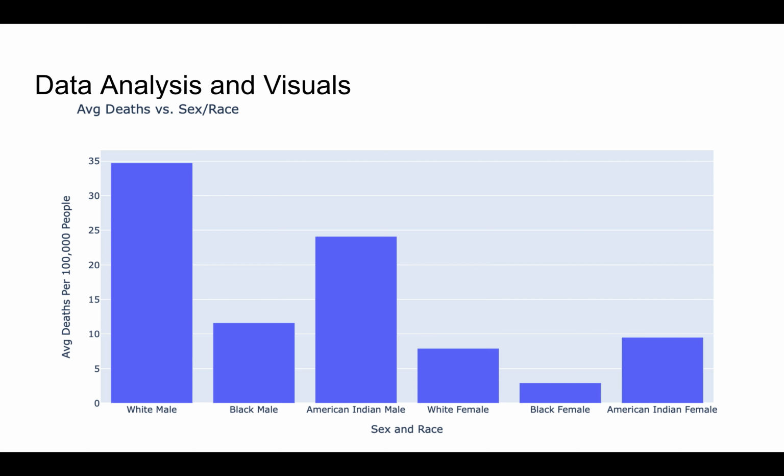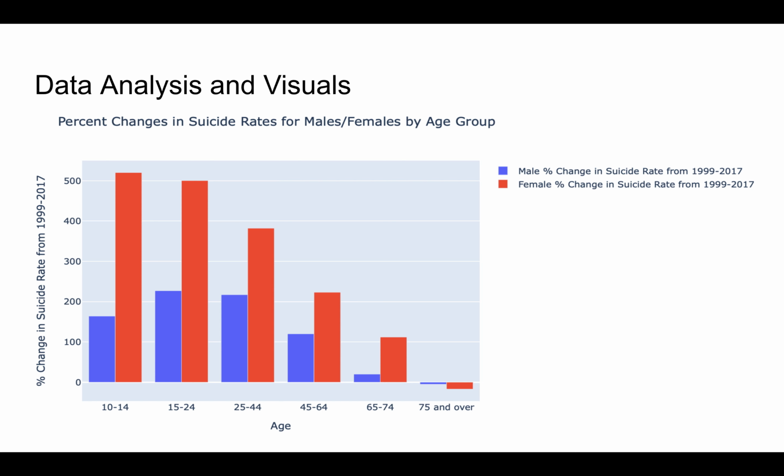And for our second one, this was the average deaths per 100,000 people of white men, black men, American Indian men, and then the same but for females. And you can see males in general definitely have higher suicide rates, but white males specifically had a higher average mean than the rest of them. And for my third data analysis, I have the percent change in suicide rate from 1999 to 2017 for males and females, and this was separated by age group. And you can see definitely the younger age groups have had a much more significant change over these last years than the older age groups, with females showing a higher increase in percent change.